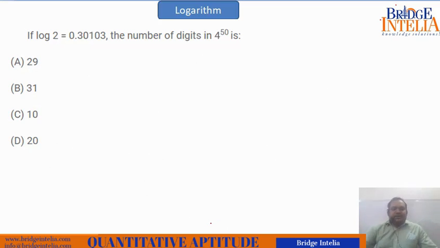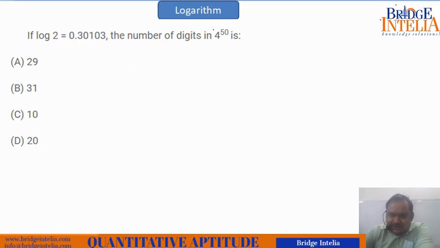So this is a very common pattern of questions. I'll tell you how these types of questions are to be solved. Log 2 is given to us and we are supposed to find the number of digits of the format a to the power x. Then we simply take the logarithm. We first find the characteristic and add 1 to it. So I'll tell you how this exactly is done.